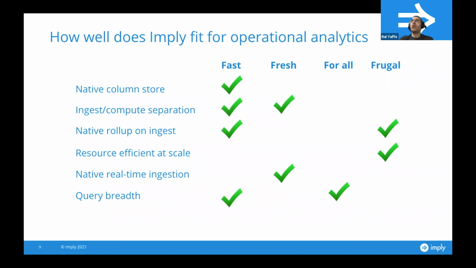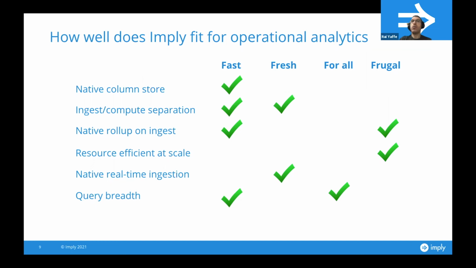There is a very good native support for rollup on ingestion, which, like I mentioned earlier, is very important. So that goes to both fast, but also to frugal, because if you roll up the data during ingestion, then it can save a lot of compute resources and storage costs eventually down the road.